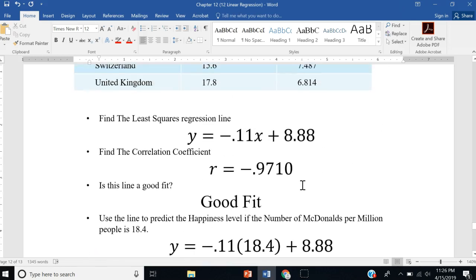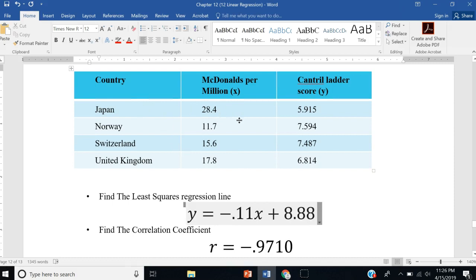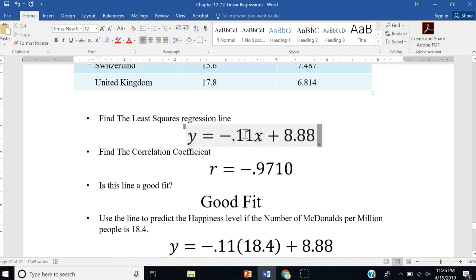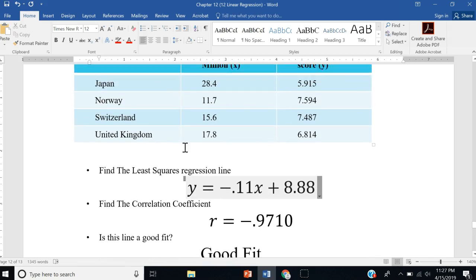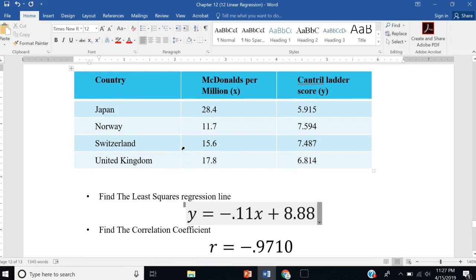Okay. Now, what does this line do? By just selecting this data, what this is saying is that we have a really good correlation, a really good pattern that shows within this sample that as the number of McDonald's per million people goes up, people get less happy, right? That's what this negative coefficient is. As X increases, as you increase the number of McDonald's per million people, people are getting less happy based on this data. So by looking at these 4 examples, I could craft a narrative that says more McDonald's makes people less happy. Okay?